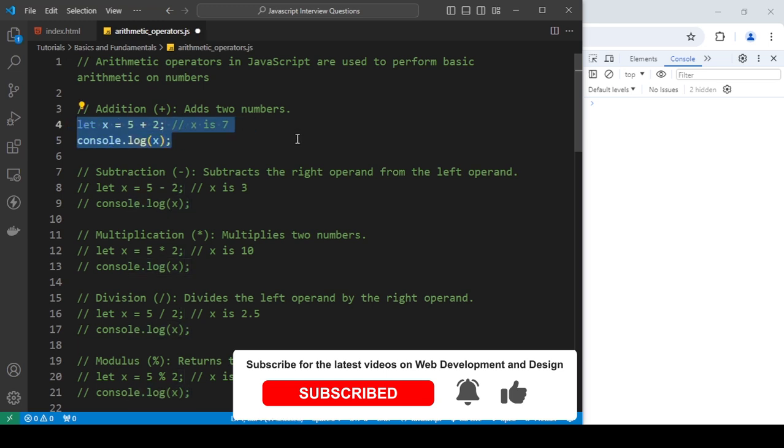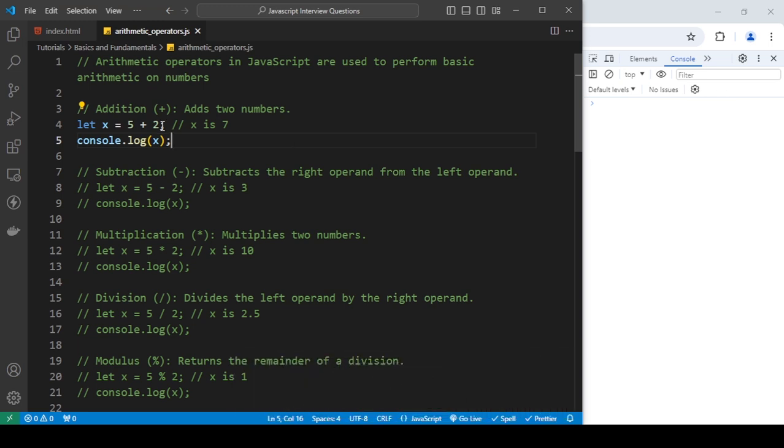Addition. Okay, so this one's straightforward. If there are two numbers and you add a plus between them, it will be known as addition, and you can add two numbers using this. So 5 plus 2 is just 7. That's just simple. 5 plus 5, for example, is 10, as you can see.